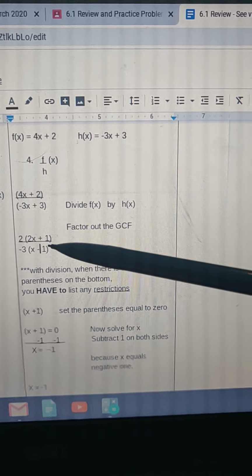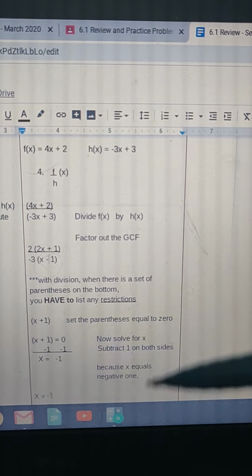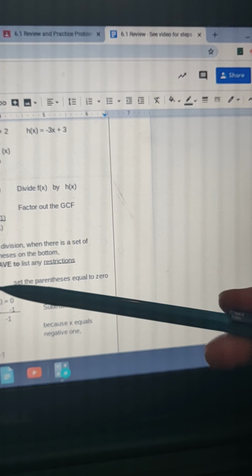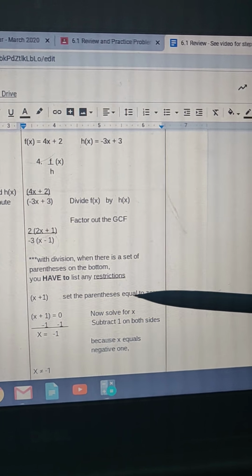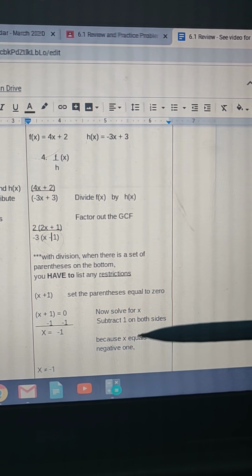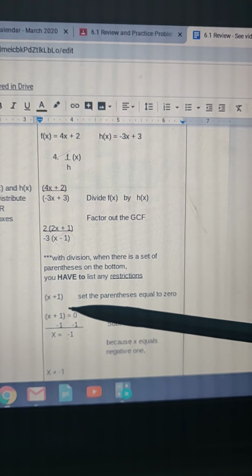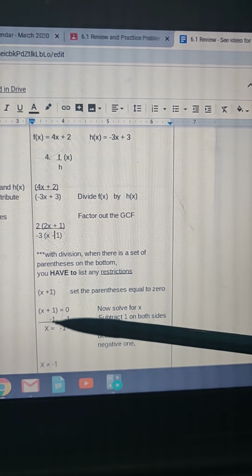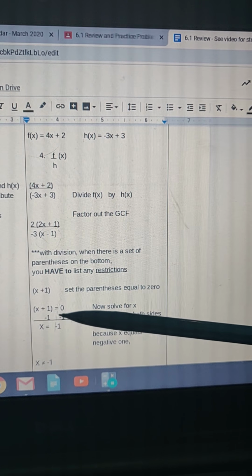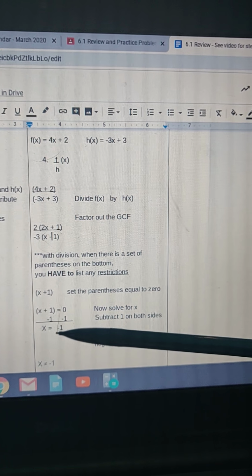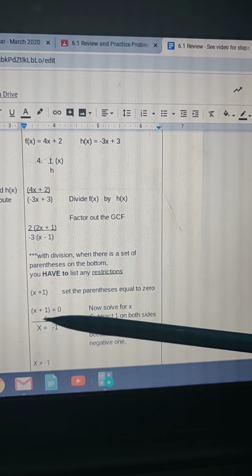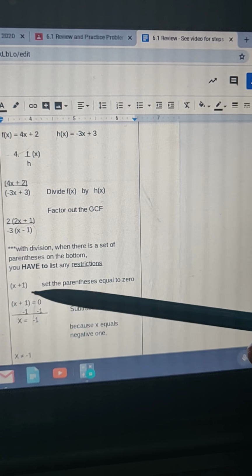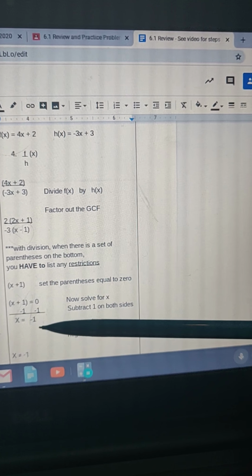So what we're going to do is take that set of parentheses that's on the bottom. Oh, I just drew on my screen. And I'm going to set it equal to 0. So down here I said set the parentheses equal to 0. So I have x plus 1 equals 0. Now we have to solve for x. So imagine that little line that separates both sides of the equal sign. I'm going to subtract 1 on both sides. When I do that, I get x equals negative 1. If I do it on one side, I do it on the other side. So the 1's go away, and I'm left with x equals negative 1.